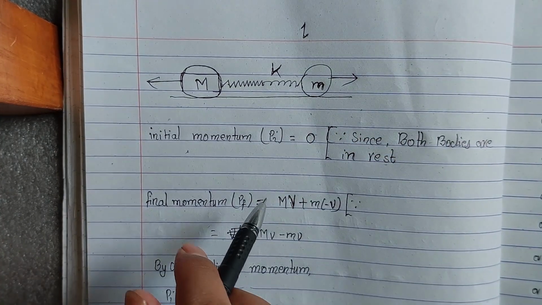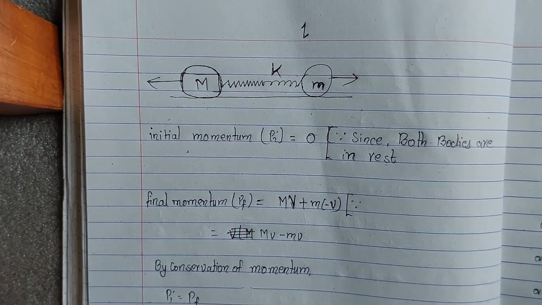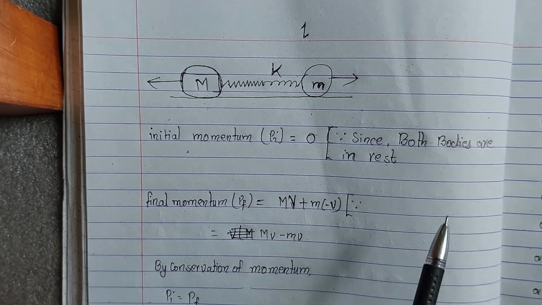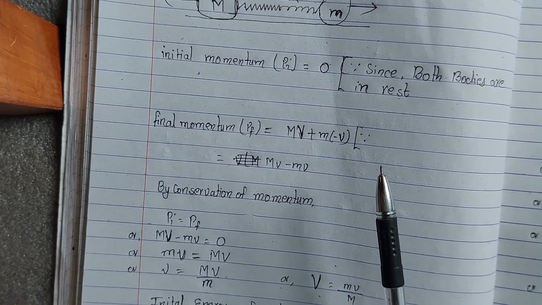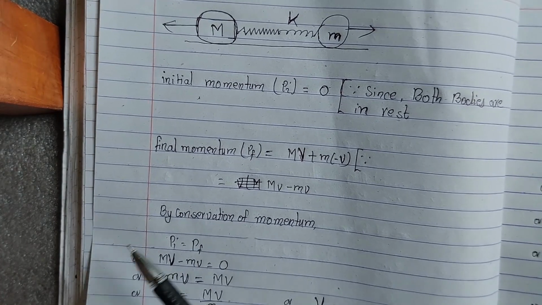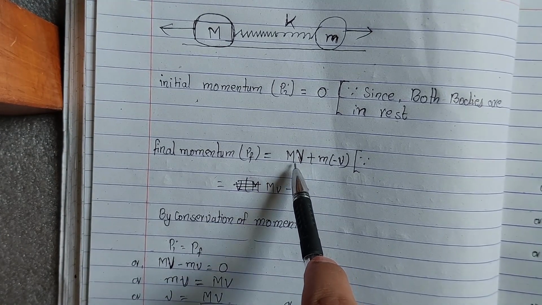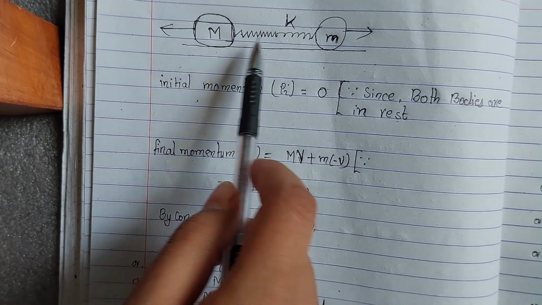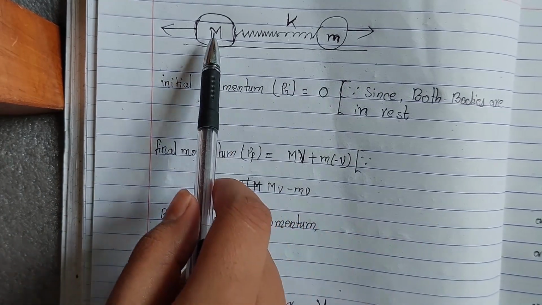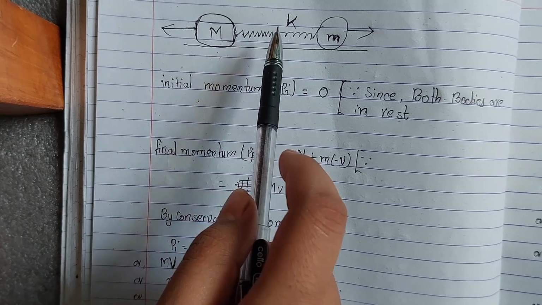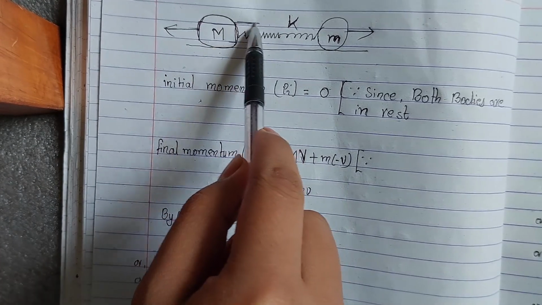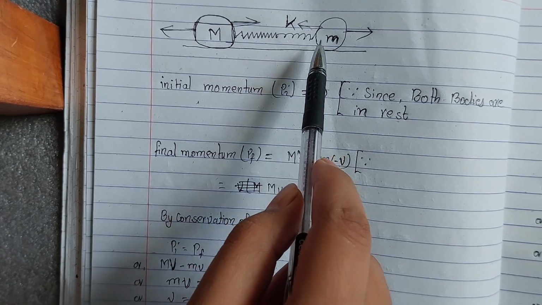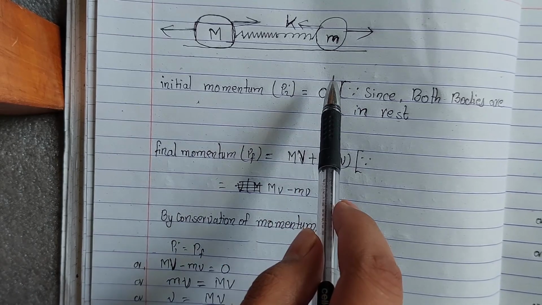Since these balls are initially at rest, the initial momentum of these balls is 0, since both of them are at rest. And the final momentum of the ball will be capital M, capital V plus small m, small v. Since these balls are stretched, the velocity of this ball will be in this direction, and the velocity of this ball will be in this direction. So the velocities of both of these are opposite to each other.